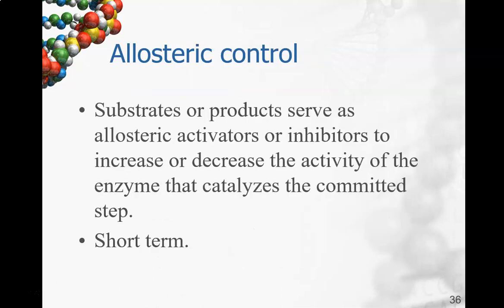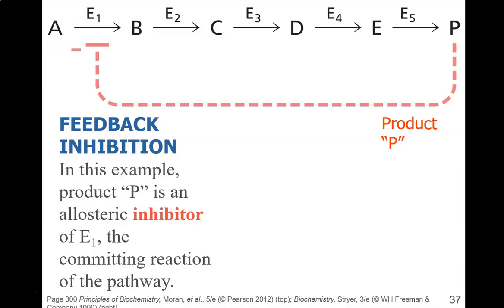So allosteric control is regulating an enzyme that's already there, and this is short-term. And there are substrates or products, these metabolites, that serve as either activators or inhibitors that either increase or decrease the activity of the enzyme, respectively, that catalyzes this rate determining step or this committed step, the step that commits you to continuing all the way through the pathway.